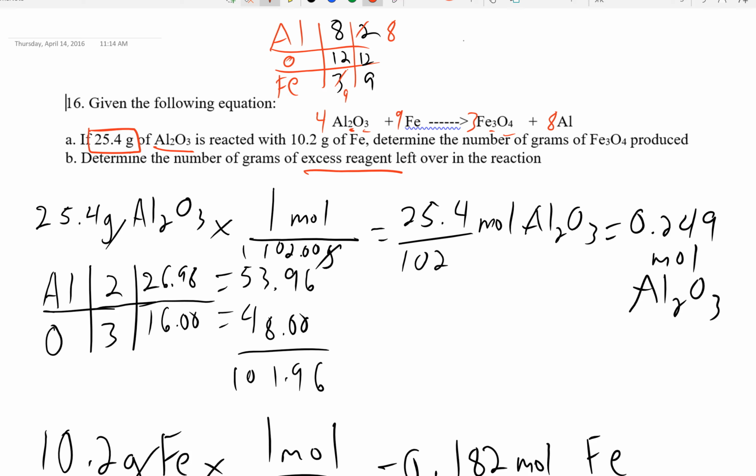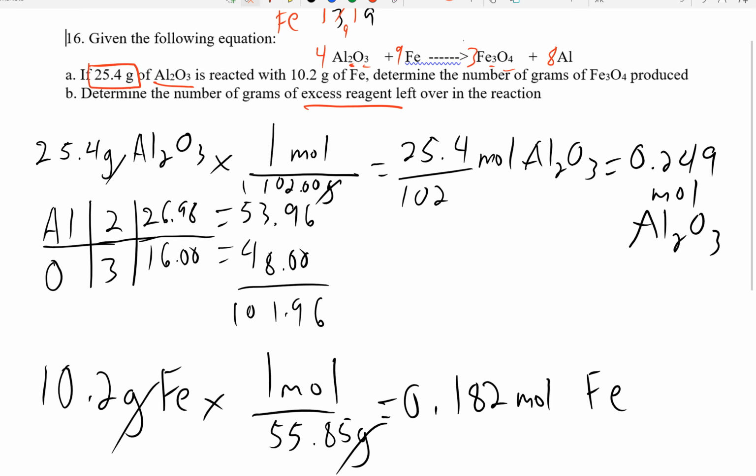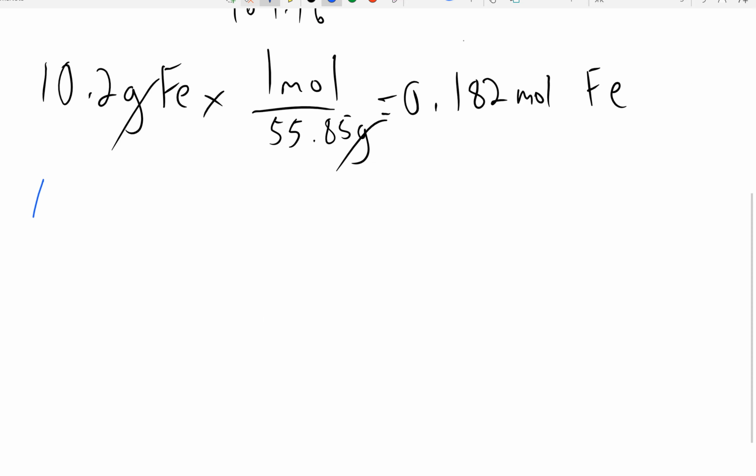So now that we have balanced our chemical equation, let's go ahead and find out how many grams of Fe3O4 are produced by determining the limiting reactant. So here, we're going to be looking for the limiting reactant.